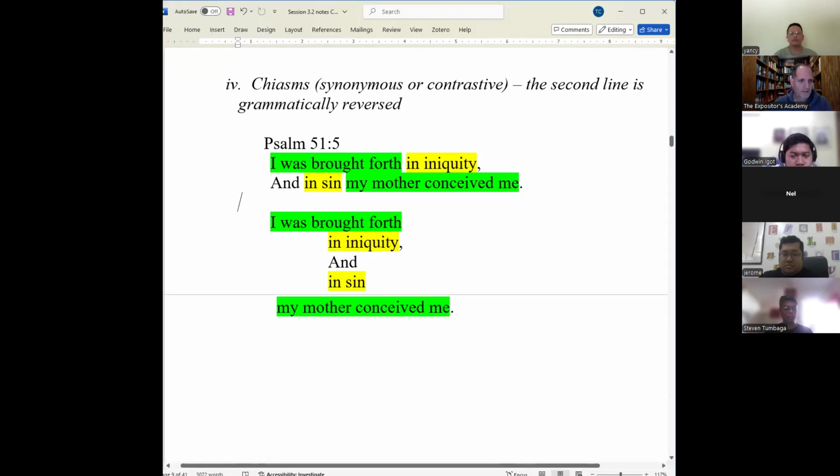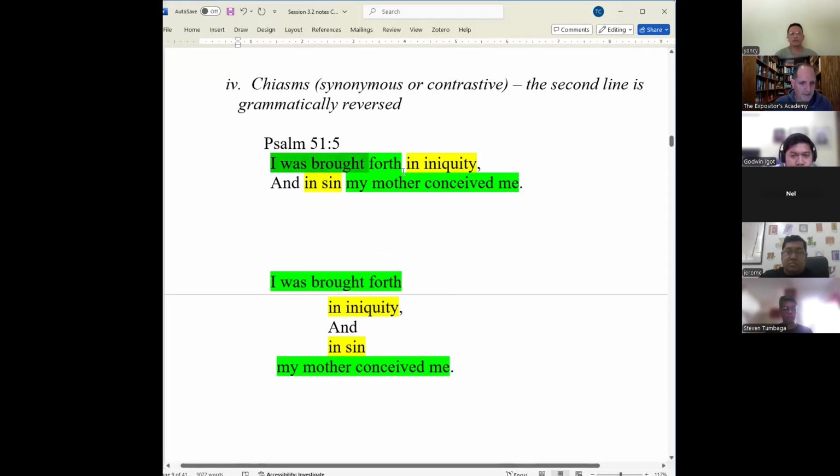So keep an eye out for that. If you're looking at it, when you look at this particular verse, at first it may not even seem like a synonymous parallelism because of the order of the words. But pay attention to that. Even in synonymous parallelism, the words aren't always going to be in the same order. Like I said, here, I was brought forth, my mother conceived me, and in iniquity and in sin. Notice in iniquity and in sin, there are different places in the sentence, but it's still synonymous. It's still saying the same thing. It's just the word order has been changed.